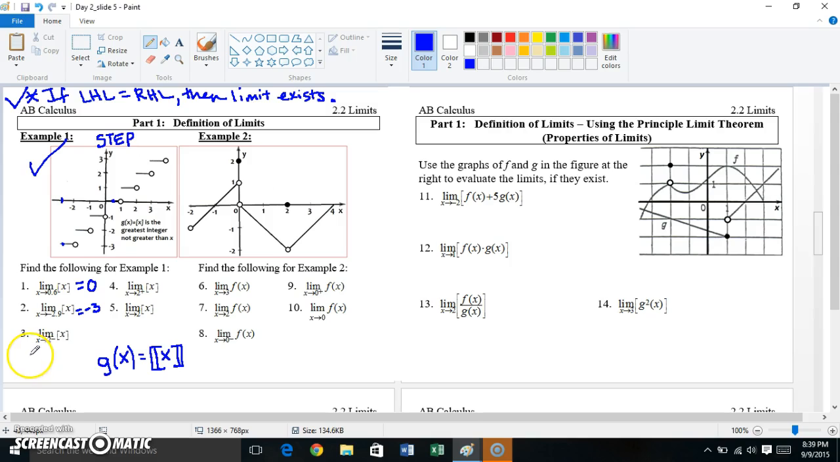Okay, let's look at number 3. Numbers 3, 4, and 5 go together. We are approaching 2 in all of these, but here we're approaching 2 from the left. So let's take a look. As I approach 2, I want to know what's happening when I get close to x equals 2 from the left.